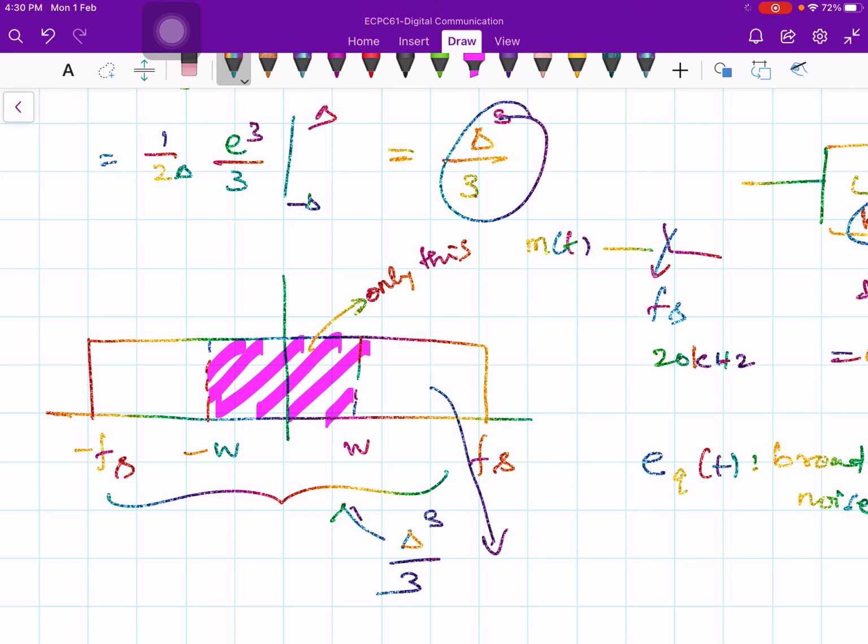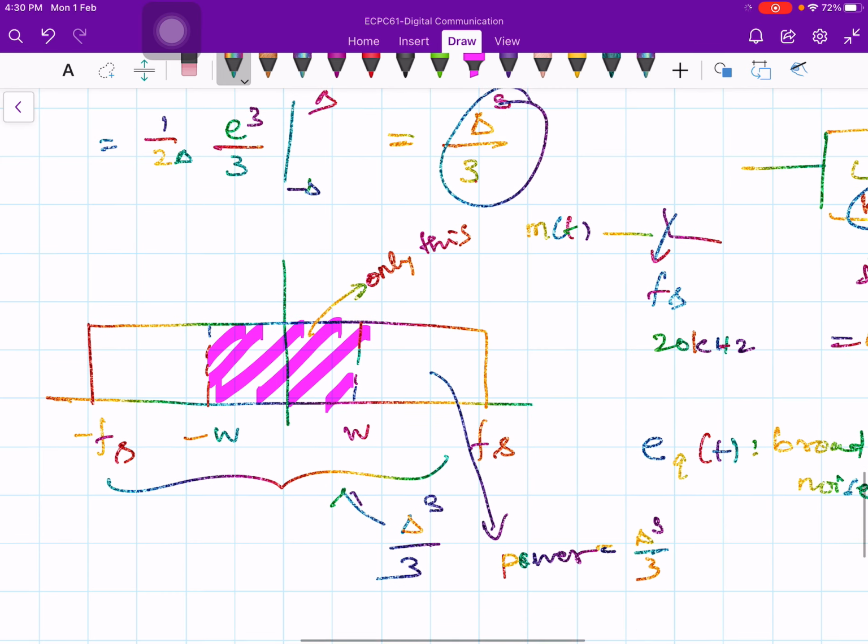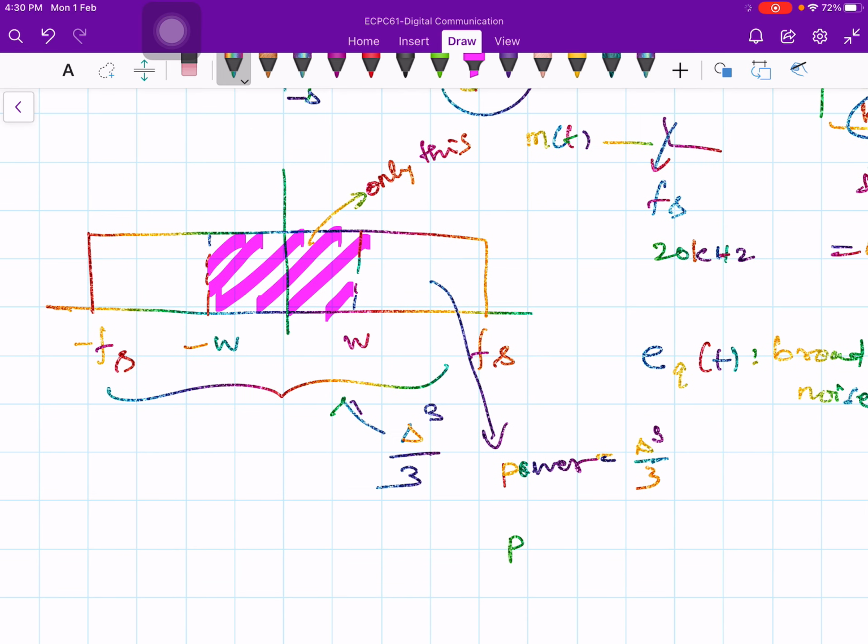So this guy has power, and this power is delta q by 3. Now we need to find out the power density function or spectral density function. What could be the range of my power density function, or what range should I consider? Should I consider 0 to fs or should I consider 0 to W? I need not consider 0 to fs.